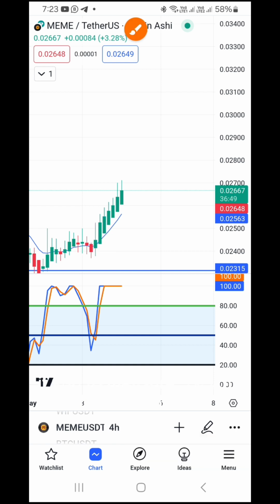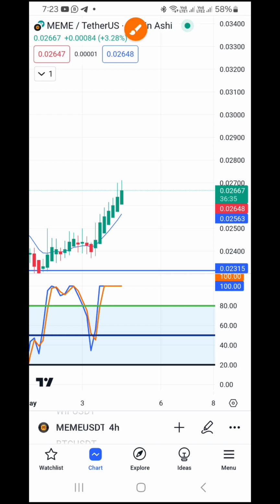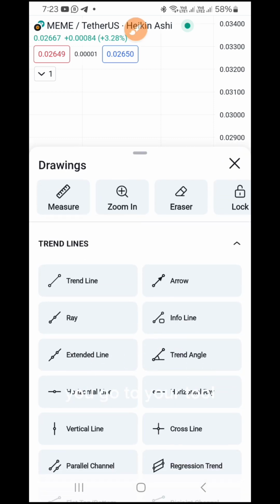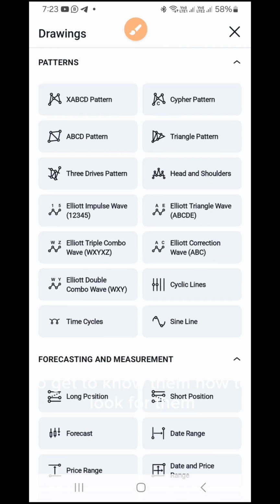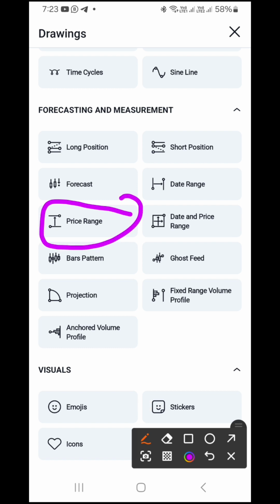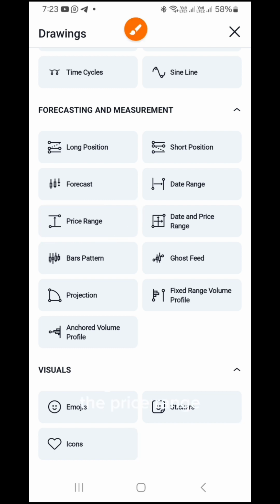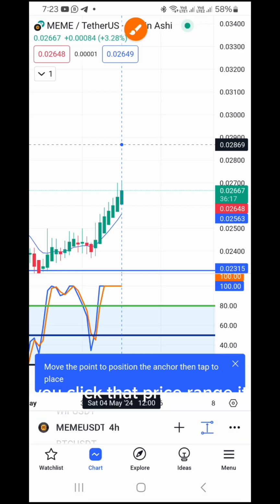Okay, so if you're to measure 3%, you need 3% of this one. That's the take profit. But because the formula is set, let us first do the drop, then we'll go with targets. So you go to your toolbar. You know this toolbar, you have to get to know them, how to look for them. And there is this tool called price range. So you click that price range.